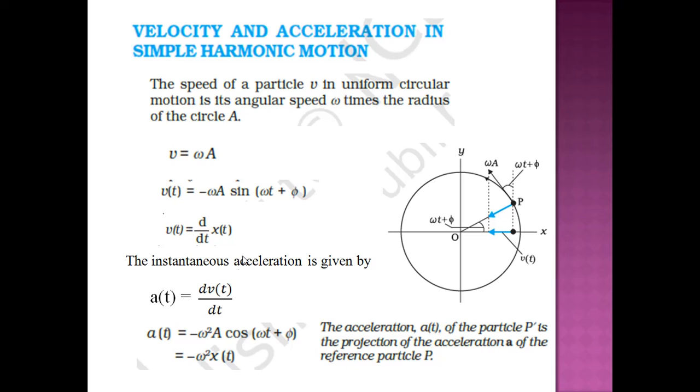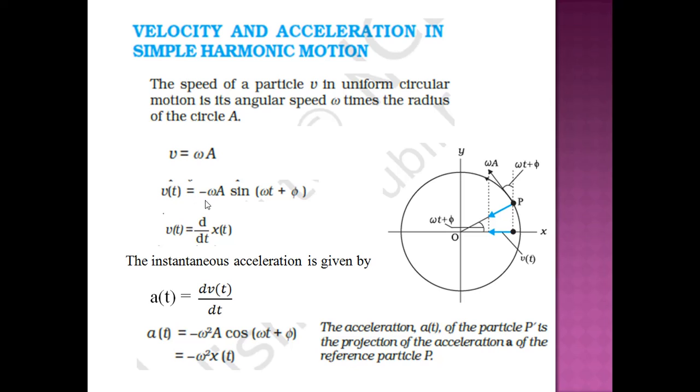Therefore the velocity as a function of time is equal to minus omega A sin(omega t plus phi). We obtain this formula by differentiating x with respect to time. If you differentiate d by dt of x(t), you will get minus omega A sin(omega t plus phi), because x(t) is A cos(omega t plus phi), as we saw in the previous slide. This negative sign indicates that velocity is acting opposite to the direction of x.